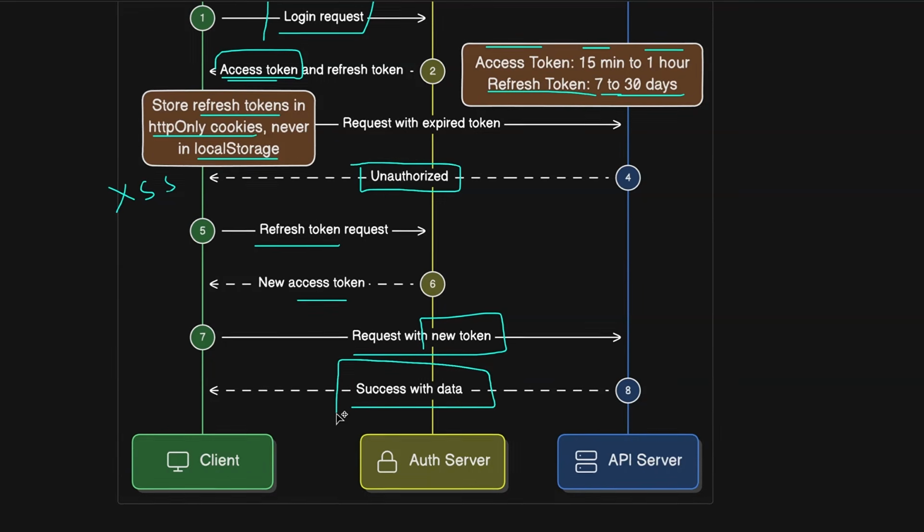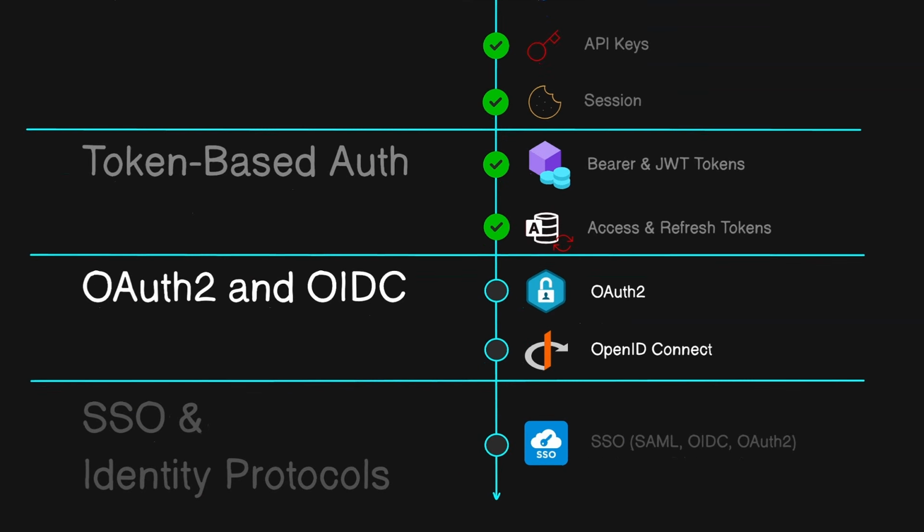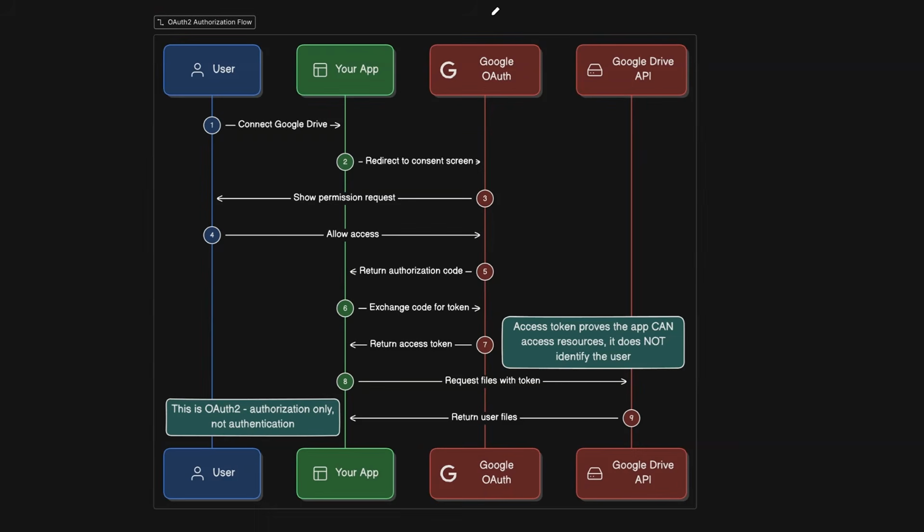Next, let's get into OAuth 2 and OpenID Connect, which are some of the misunderstood concepts, and let's clarify whether these are authentication methods or authorization frameworks and how they work. OAuth 2 is one of the concepts that is often misunderstood.